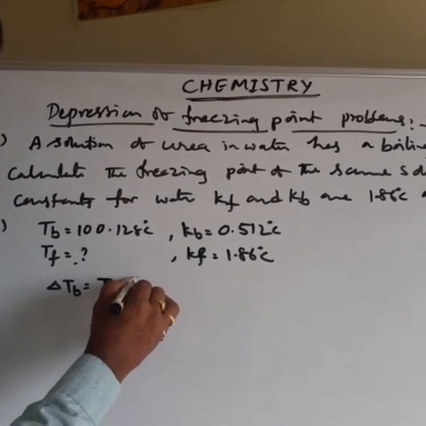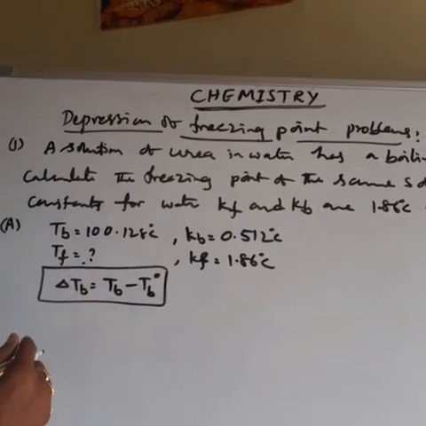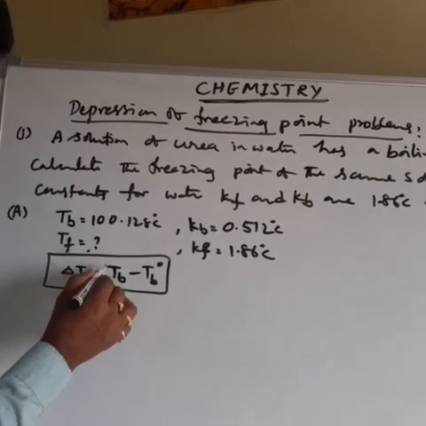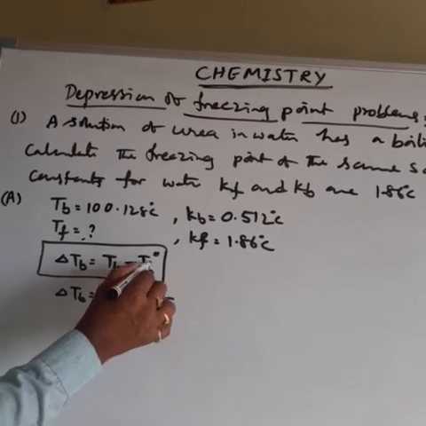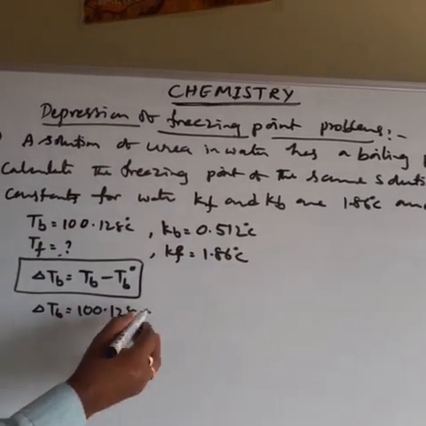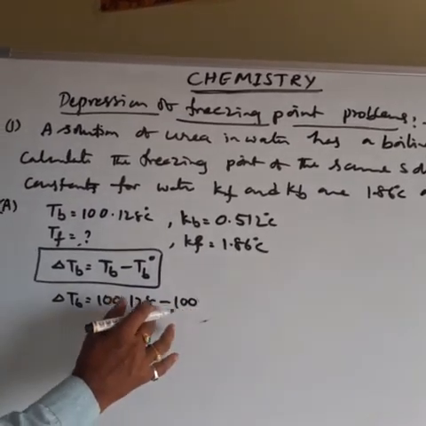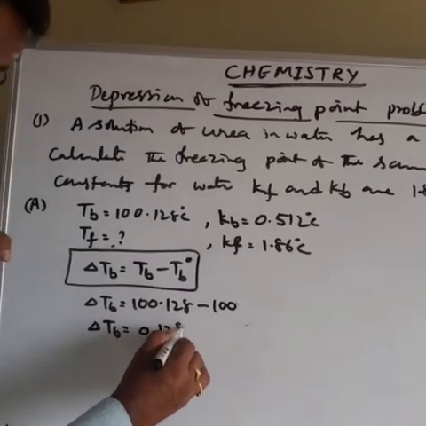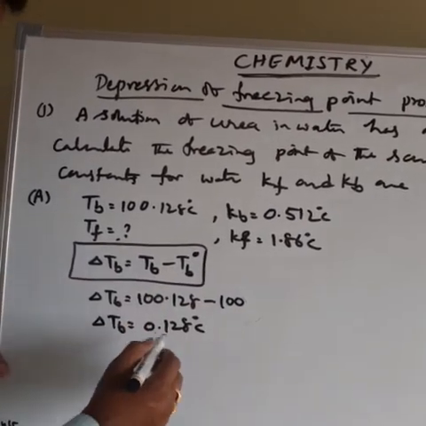TB minus T naught B, that is delta TB, meaning boiling point of solution minus boiling point of pure solvent. So here delta TB is equal to boiling point of solution, which we know, 100.128 Celsius degrees, minus boiling point of pure solvent. Urea is taken in water, so water boiling point is 100 Celsius degrees, that is a constant value. Then delta TB value is equal to 0.128 Celsius degrees, because of 100.128 minus 100. So that is delta TB value.